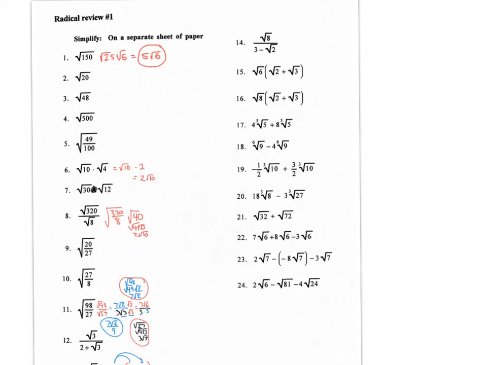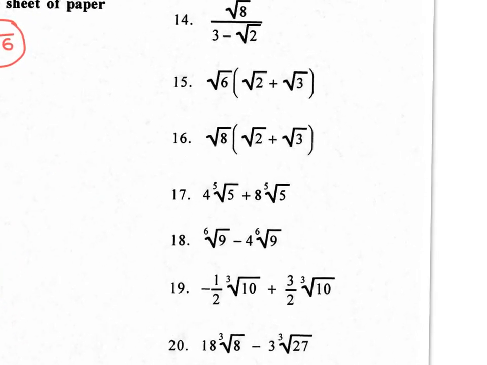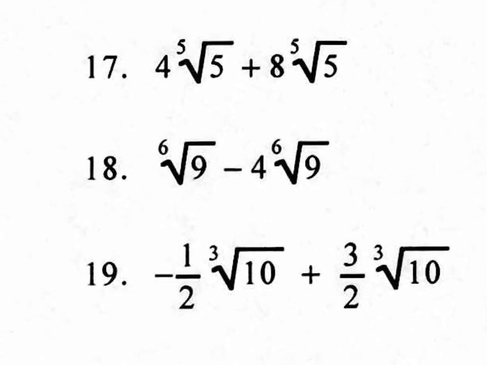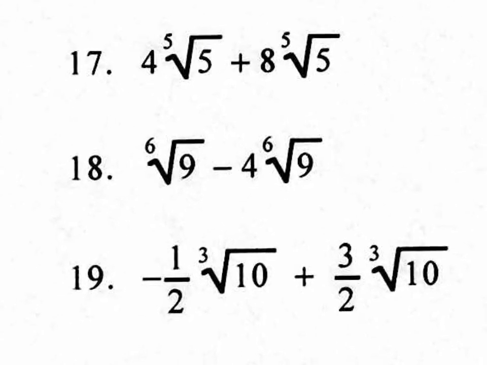Taking a look at the second column of the homework, remember, radicals are really like variables, right? So if we take a look at number 18, that's the 6th root. I don't even want to think of the 6th root. But the bottom line is, this is kind of like 1 of something, and this is like a negative 4 of that same something. It's kind of like saying x minus 4x. What's x minus 4x, guys? Negative 3x, right? But instead of x, we have the 6th root of 9. And that's your answer there.